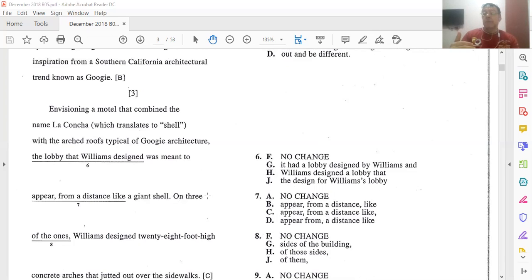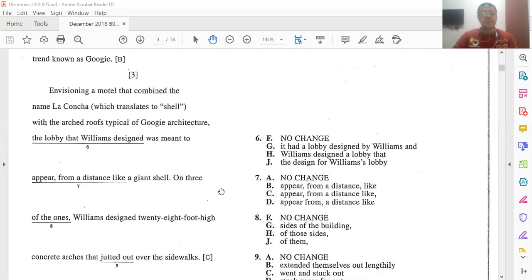There's no need to do subject-verb inversion or anything unless there is a reason to do that. Without that reason, we should go with the normal sentence order, starting with the subject and then the verb and then the complement. So H here is the best choice. All right. It was meant to appear from a distance like a giant shell.